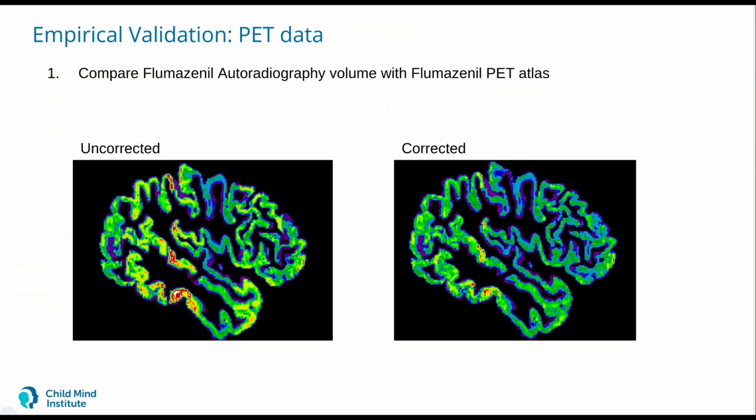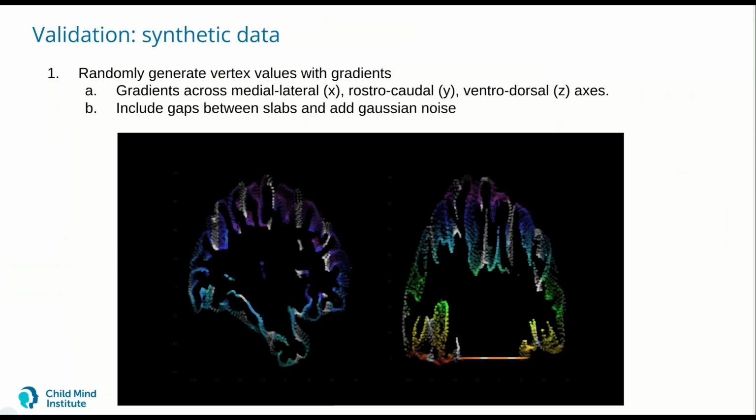But this is just a pretty picture. We'd like to put some numbers on this. How well does this really work? To do that, we did a theoretical validation using synthetic data. We randomly generated vertex values with gradients along the medial-lateral, rostrocaudal, and ventral-dorsal axes. We also included gaps between vertices that actually have intensities, to mimic the sort of gaps we have in the actual data.